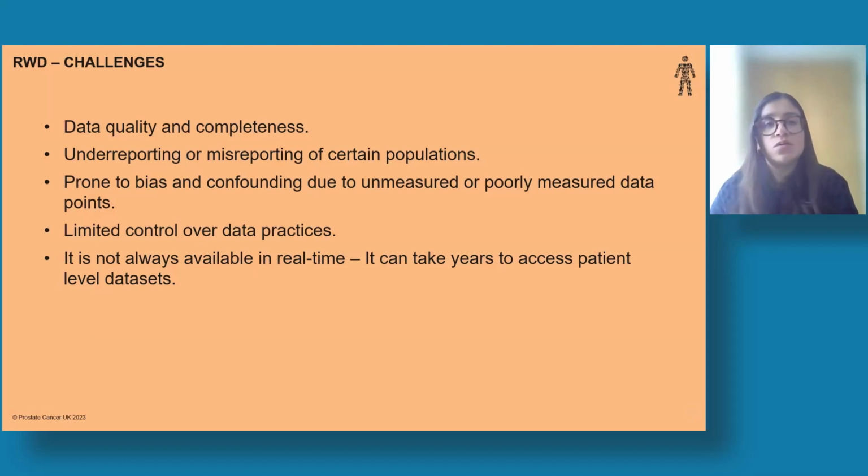This type of data is also prone to bias and confounding due to unmeasured or poorly measured data points. And this is very related to the point above. Because it's not controlled, there are so many different things that can affect the data points that you see, but you don't know them because they weren't measured as they are in clinical trials, and because you weren't there while the data was collected. So it's always important to think about bias and confounding and ways of reducing them when working with real-world data.